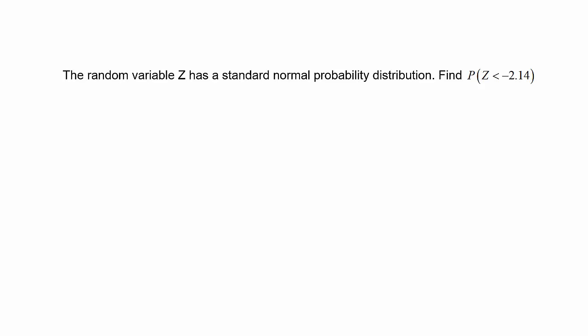The random variable z has a standard normal probability distribution. Find the probability that z is less than negative 2.14. All right, so remember z is the notation we typically use for a standard normal random variable.